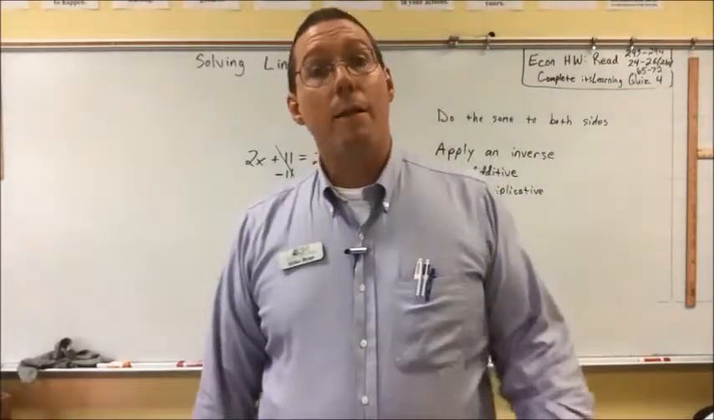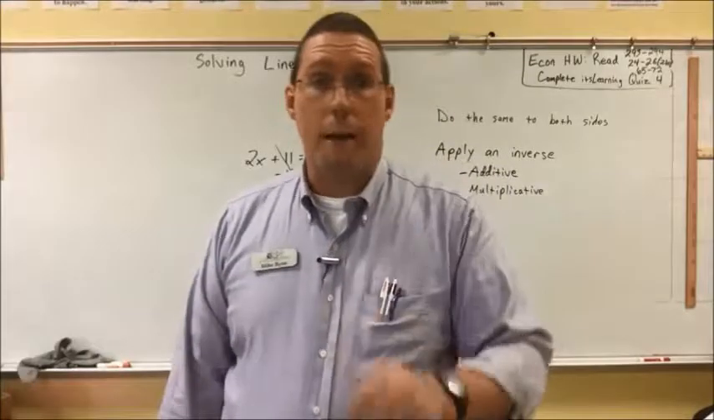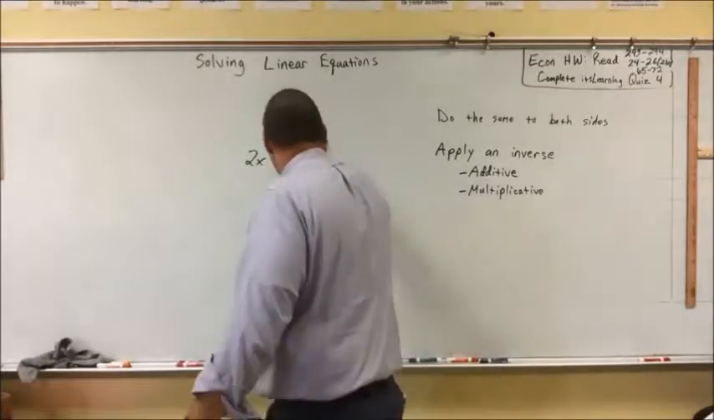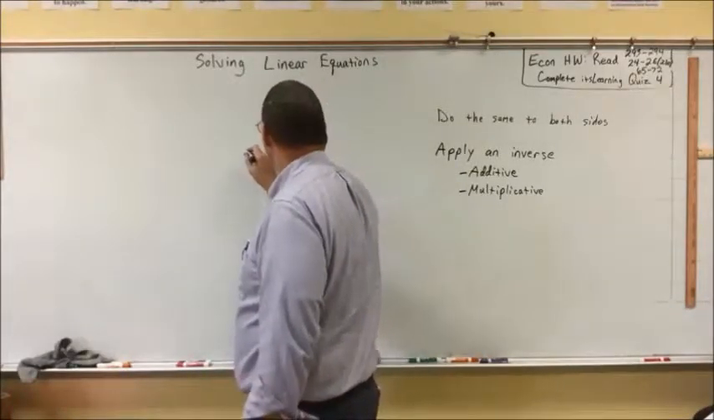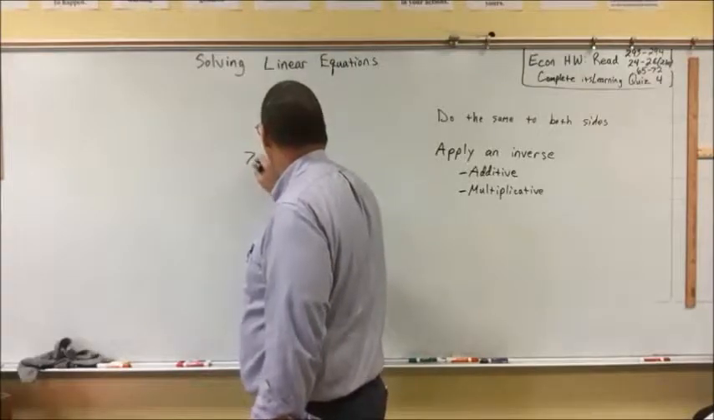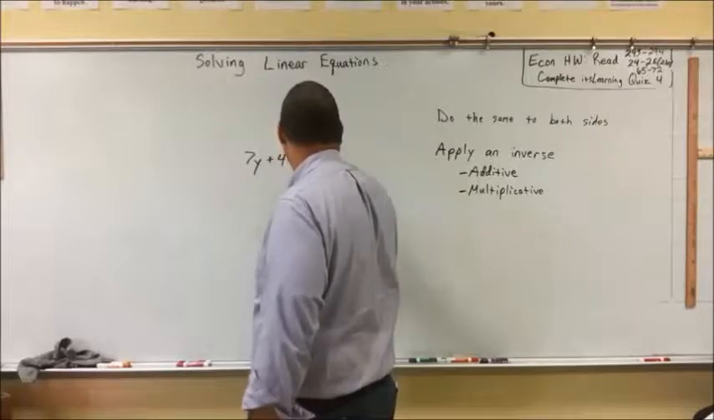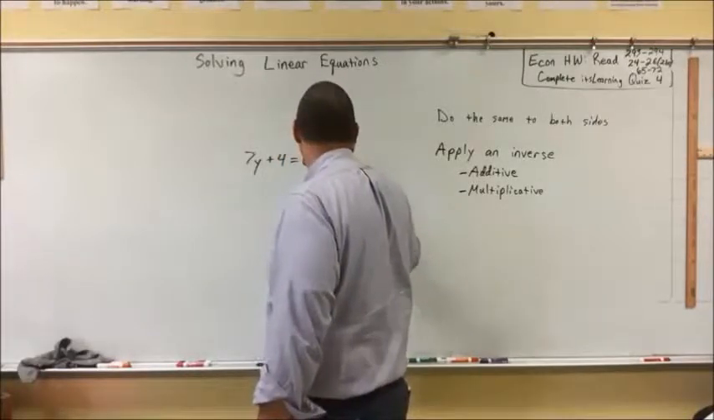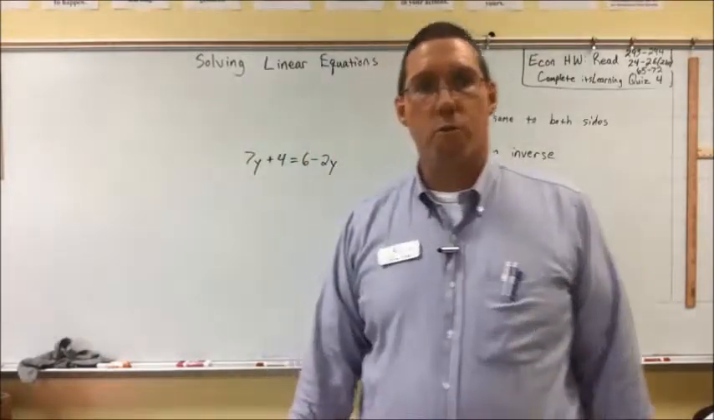All right? Now let's do one where there's kind of an extra step that you're not sure about. Well, you might not be sure about it. I'm sure about it. Maybe you are sure about it. Let's find out. What if I had a problem that said 7y plus 4 is equal to 6 minus 2y? 7y plus 4 is equal to 6 minus 2y.